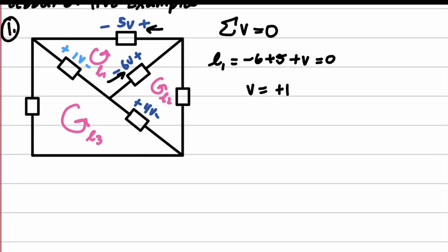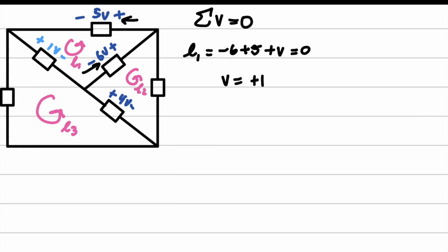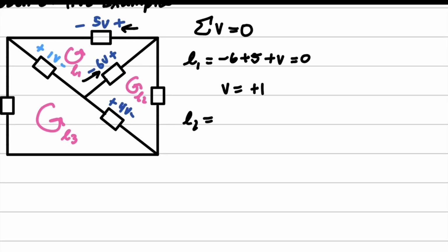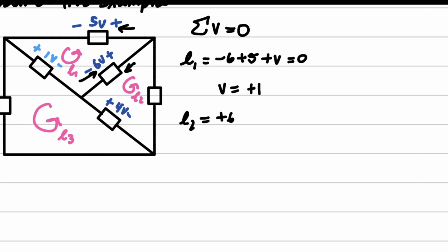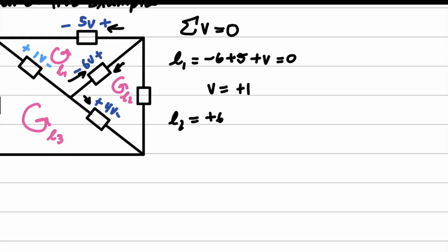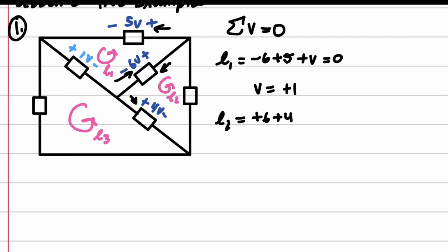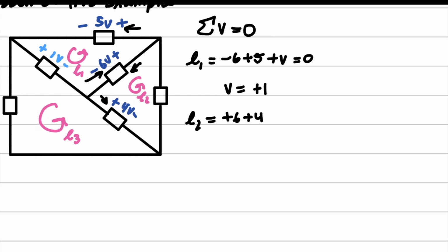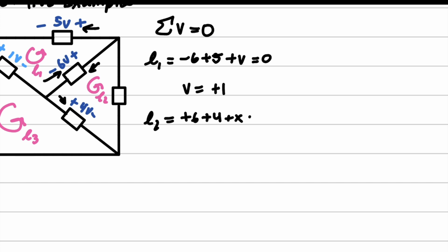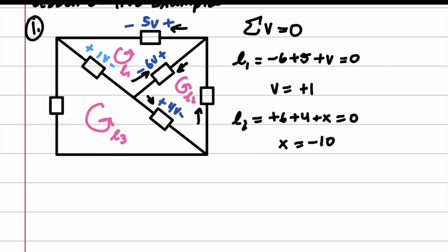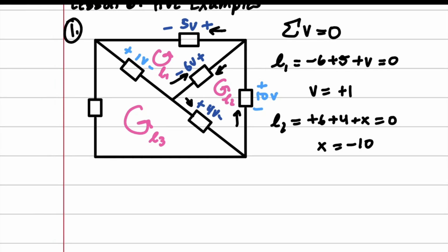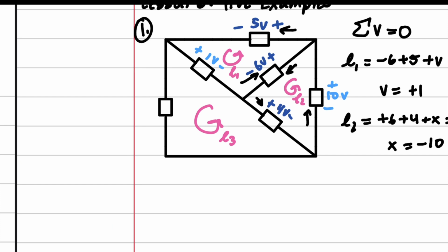Now let's do loop 2. So once again, we've got a +6 right here, +4 right here, and we get plus x equals 0, x equals -10. And so in this case, we have an entering right here as being negative, like that. Now this one you can solve this way, and we're going to go ahead and do that.